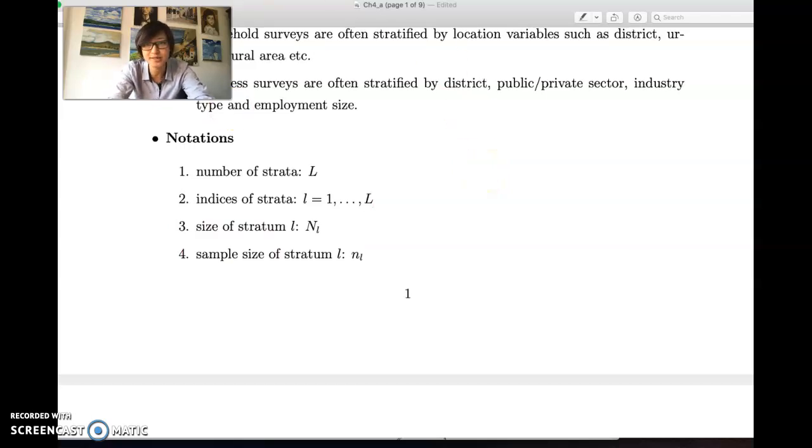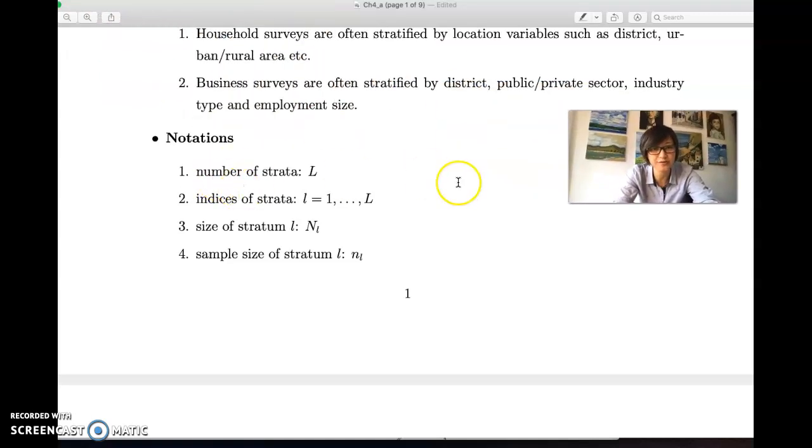Let's say we have a population like Hong Kong. We divide Hong Kong into 19 districts, or 19 strata. So the number of strata, capital L, represents how many strata we want to divide the population into. And the indices of the strata, little l, will go from 1, 2, 3, all the way up to the total number of strata.